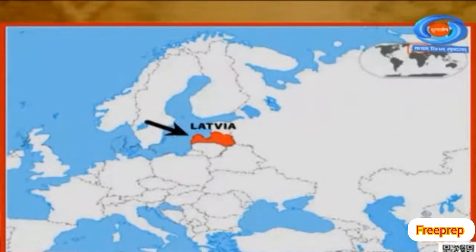The highest sex ratio has been recorded in Latvia. It is 1,887 females per 1,000 males. Do you know where this country is? Look at this world map. Latvia is in Europe. In contrast, the lowest sex ratio is recorded in the United Arab Emirates, which is just 468 females per 1,000 males.